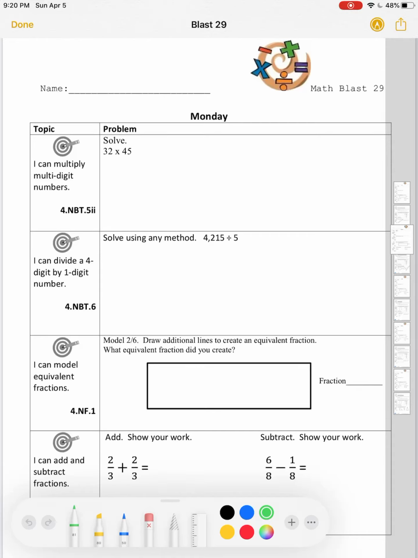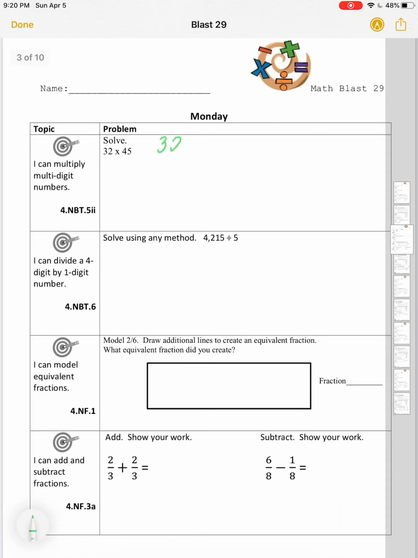Math Blast 29. I can multiply multi-digit numbers. 32 times 45. So I've modeled the area model many times, in which we find partial products. So I'm going to just set my problem up here as 32 times 45, looking much like the algorithm. And I'm going to do the partial products on the side.